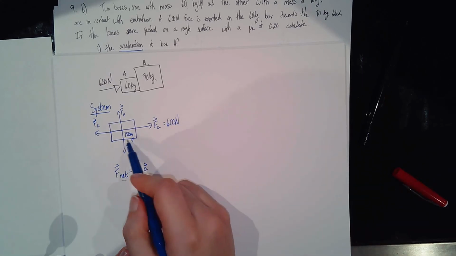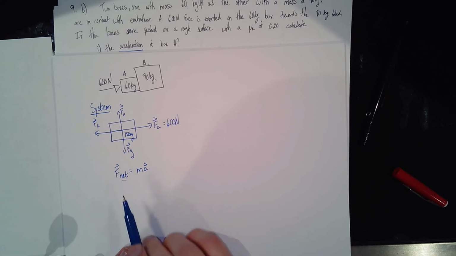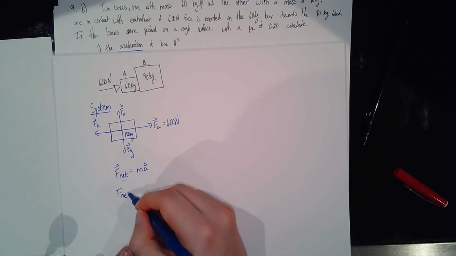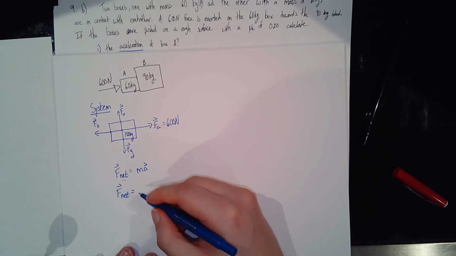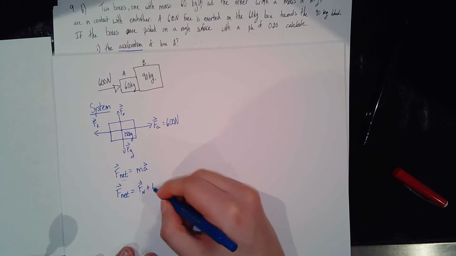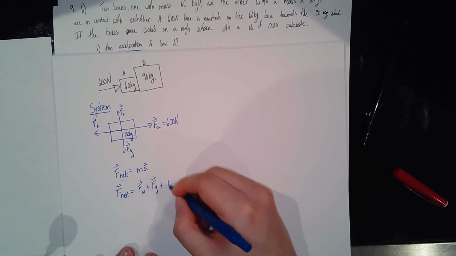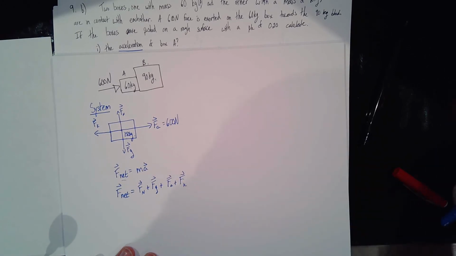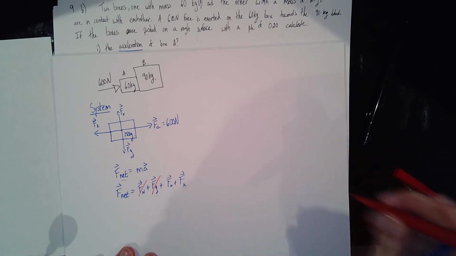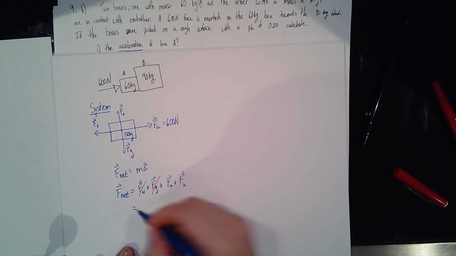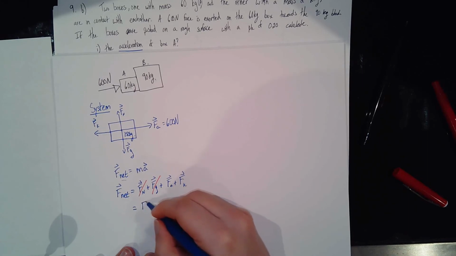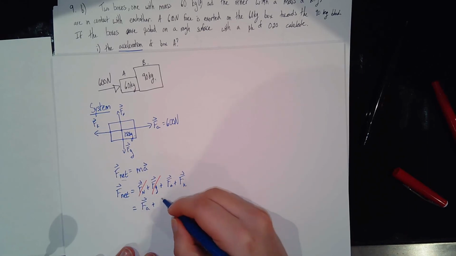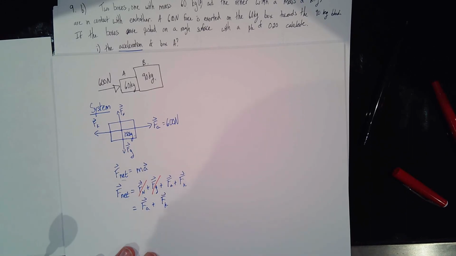The mass we know, it's just the combined mass of 150 kilograms. And so now our goal is to calculate the net force. We're going to calculate the net force using the sum of all the forces. So this is going to be equal to the normal force plus the force of gravity plus the applied force plus the force of kinetic friction. And we know that the normal force and the force of gravity are equal and opposite, and so they'll cancel out. And so we're left with the net force equaling the applied force plus the force of kinetic friction.